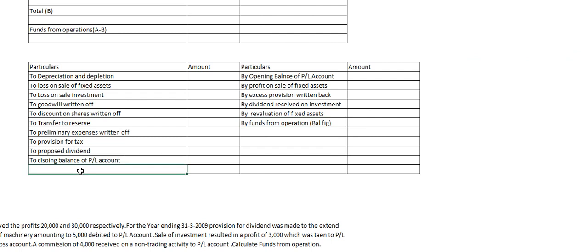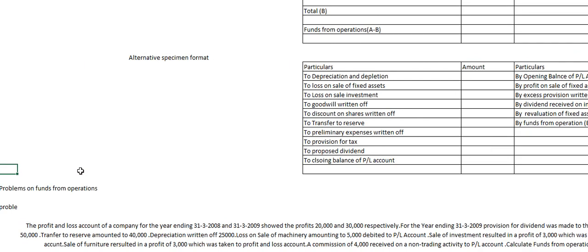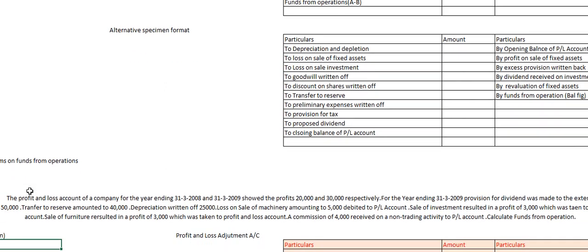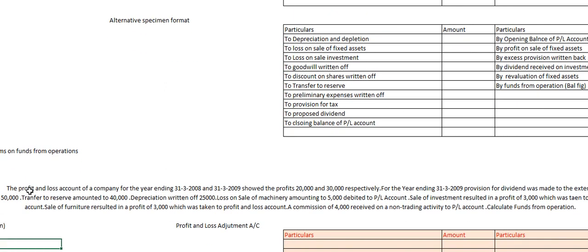If you have a balance on the debit side, it is funds from operation, which is a negative figure, and the other items remain the same irrespective of the statement. So moving on to the first question, a problem on funds from operation.